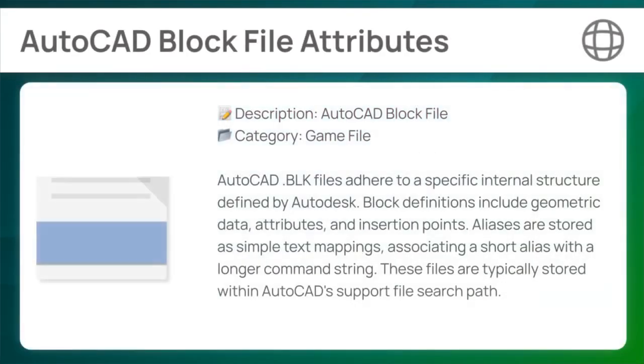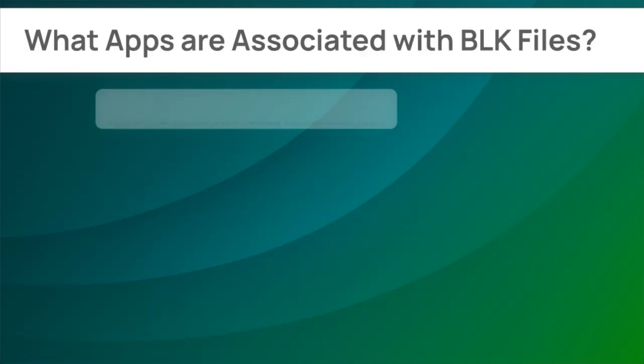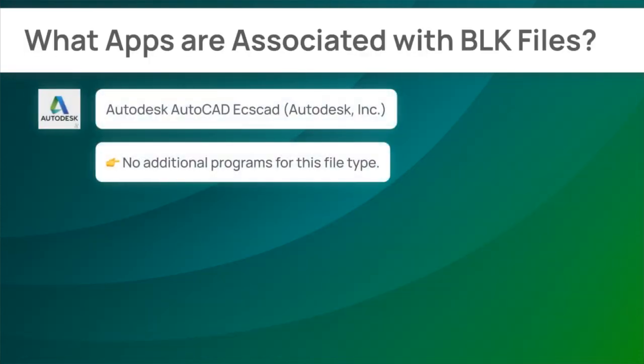AutoCAD BLK files adhere to a specific internal structure defined by Autodesk. Block definitions include geometric data, attributes, and insertion points. Aliases are stored as simple text mappings, associating a short alias with a longer command string. These files are typically stored within AutoCAD's support file search path. The application responsible for generating the BLK file is typically Autodesk AutoCAD XCAD by Autodesk, Inc.